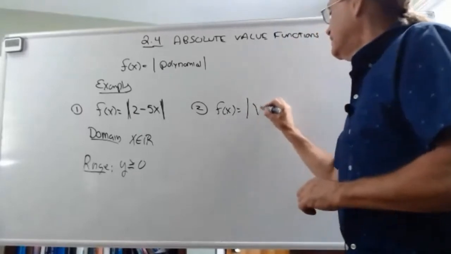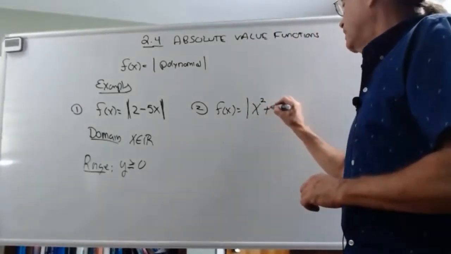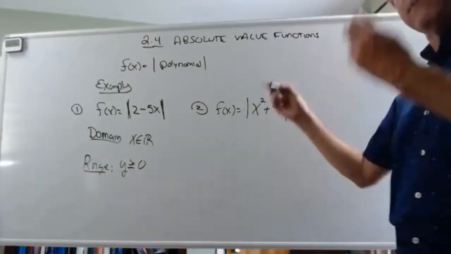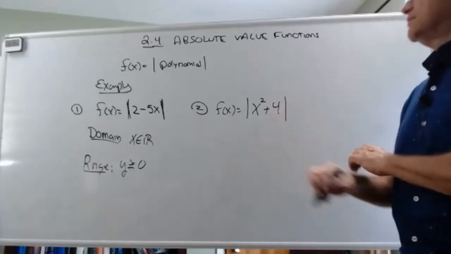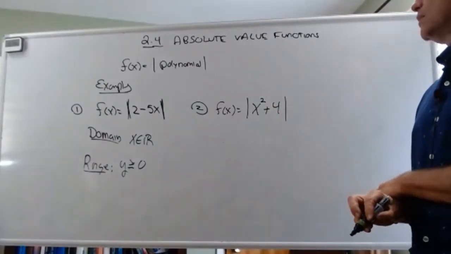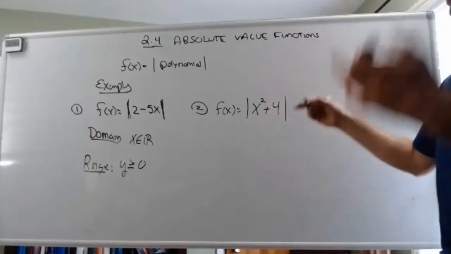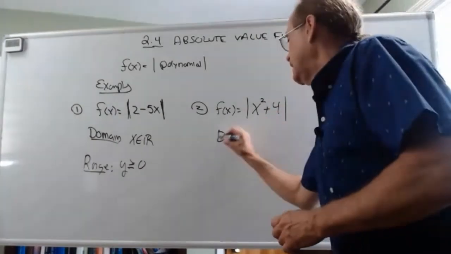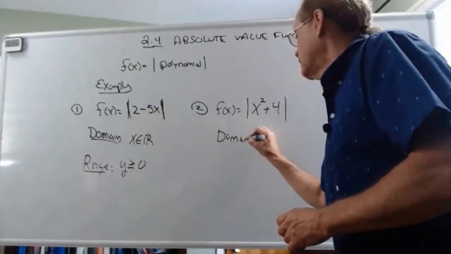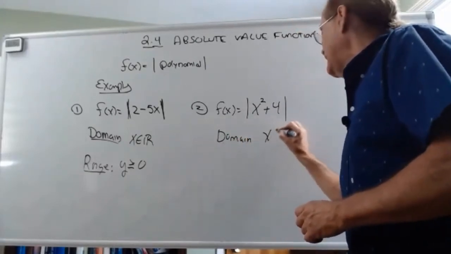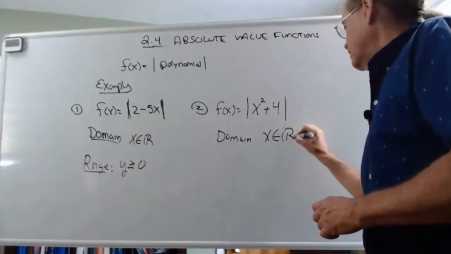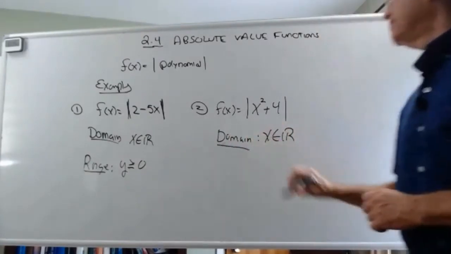Let's try that, a quadratic polynomial, with f of x now looking like this: the absolute value of x squared plus 4. Just the other same function I had in the argument of the radical a moment ago. Again, absolute values, I can put anything in there. So the domain is x can be any real number, not a problem.